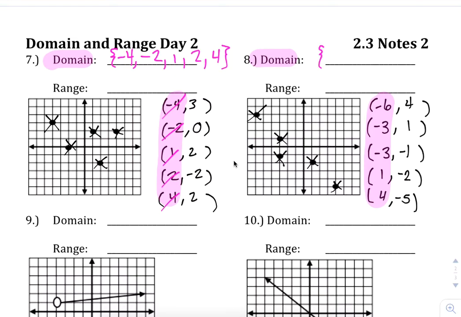If I do the same thing, my lowest number is -6. But these guys are the same. We only write it one time. The next one's going to be 1, and then my 4.